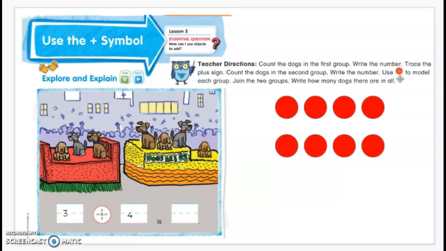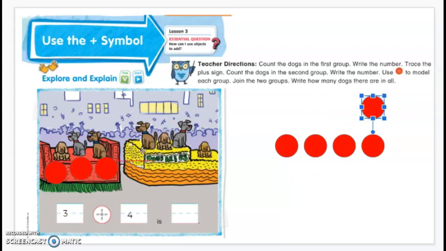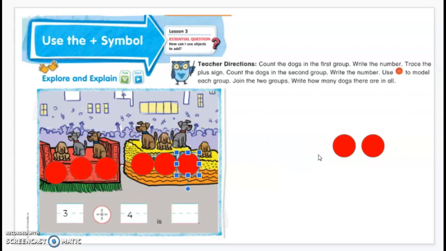Next, it says use the red circles to model each group. So we're just going to put 3 red circles for the 3 dogs here. So 3. We counted 4 dogs here, so we're going to use the circles here to represent 4. So 1, 2, 3, and 4.